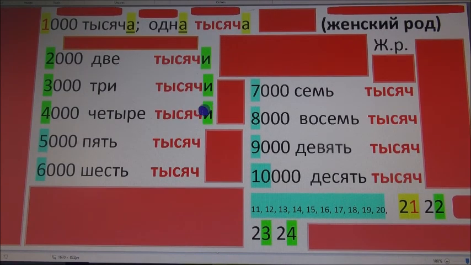И 25 again here, 25 тысяч, 26 тысяч, 27 тысяч, 28 тысяч, 29 тысяч, 30 тысяч, 30,000, and 40 and 50 will be all the same.